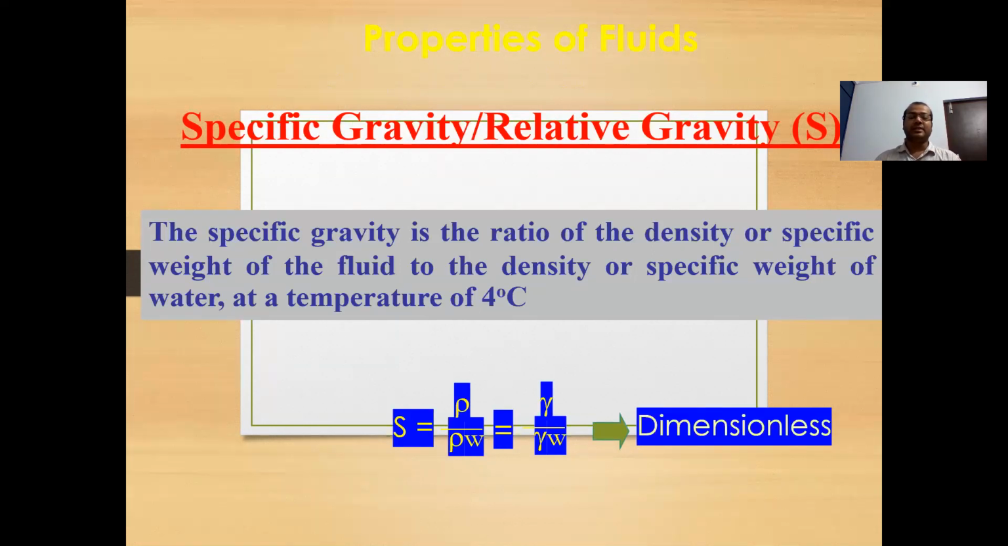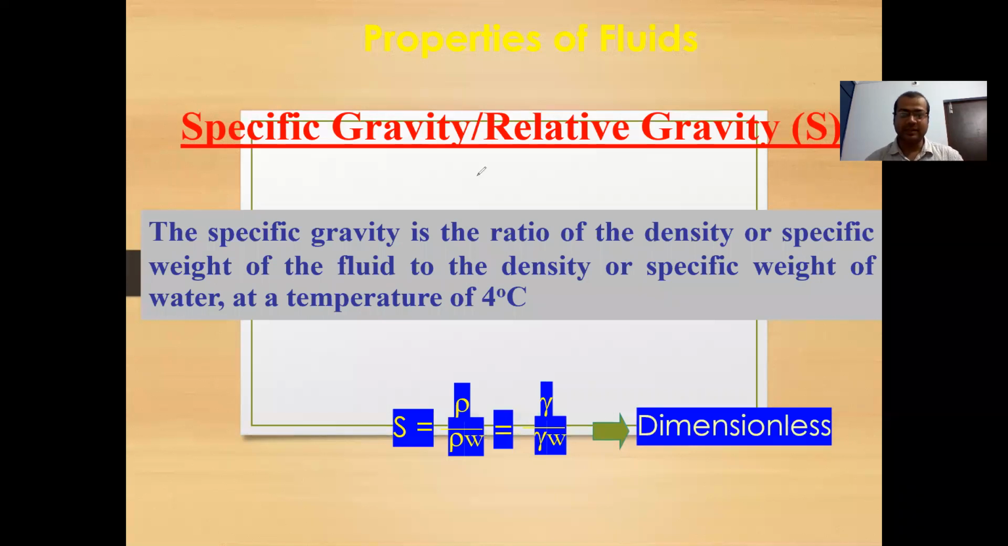What does it mean? Specific gravity is the ratio of the density of any fluid. For example, the density of mercury is 13,600. If we want to know the specific gravity of mercury, we have to divide the density of mercury by the density of water. We know very well that the density of water is 1000. So when we divide the density of mercury, 13600, by 1000, we get the specific gravity of mercury, that is 13.6.